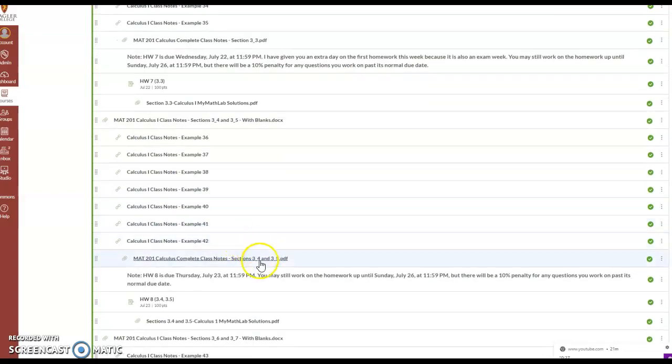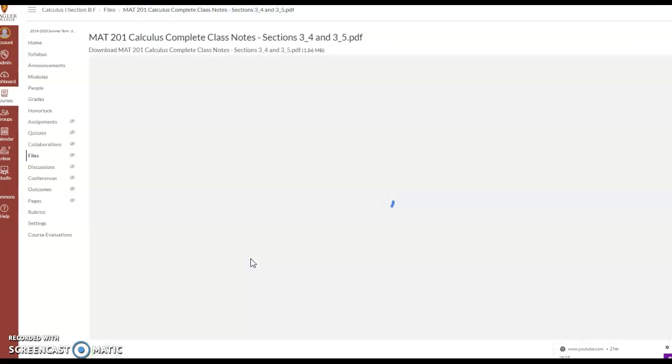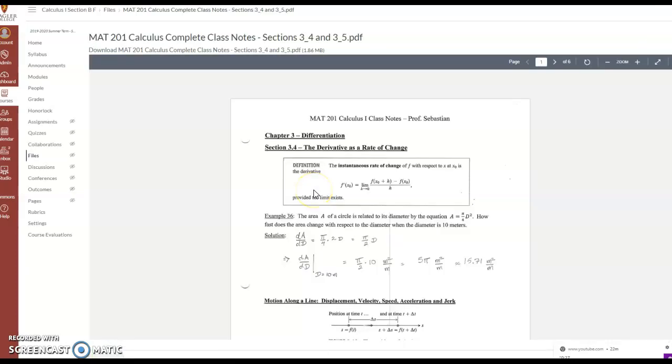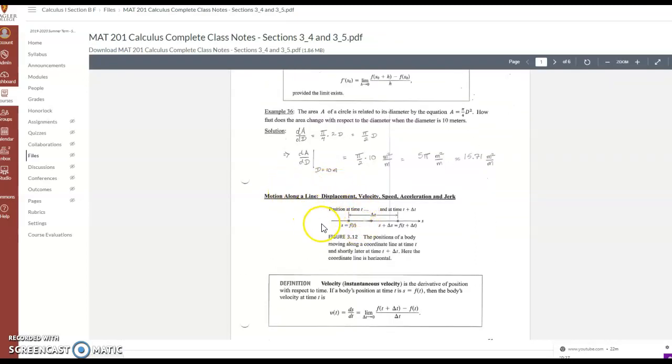Then the second set of notes and homework, homework 8, which is due Thursday, covers sections 3.4 and 3.5. In here, we're going to talk about the derivative in different ways: motion along a line, displacement, velocity, speed, acceleration, and jerk, and how these things are related. Displacement is essentially your position. Velocity is the first derivative of displacement, and speed is just the absolute value, or magnitude, of velocity, because velocity gives a direction. If you say I'm going 10 miles an hour, you don't say which direction, that's your speed. If I'm going 10 miles an hour in a specific direction, that's velocity.